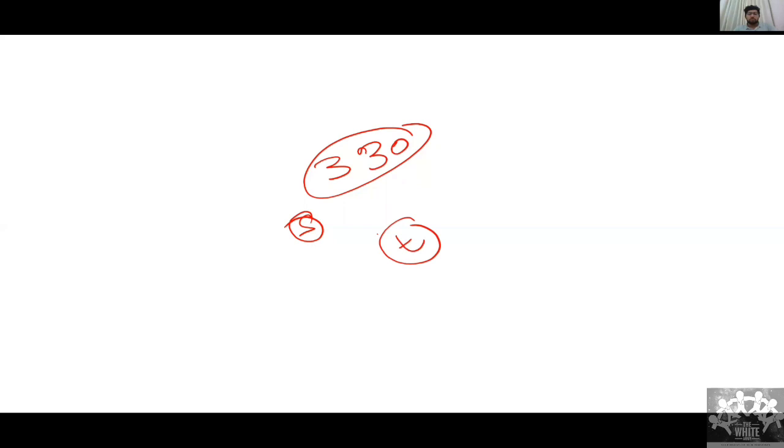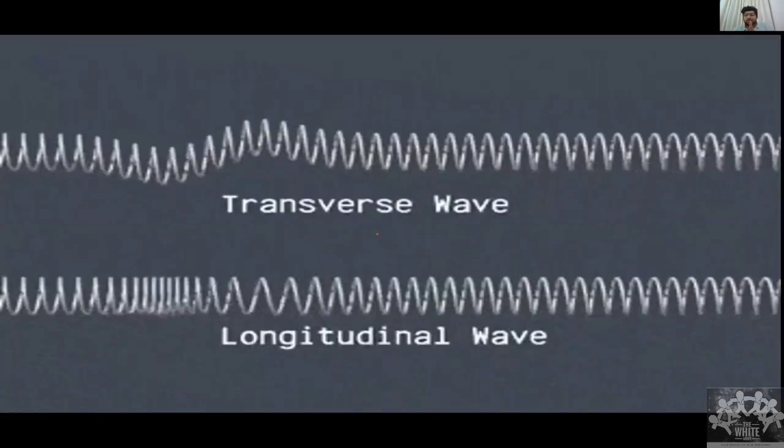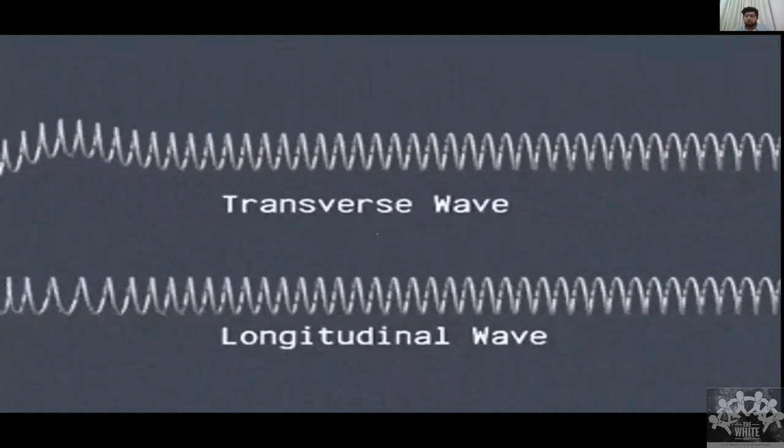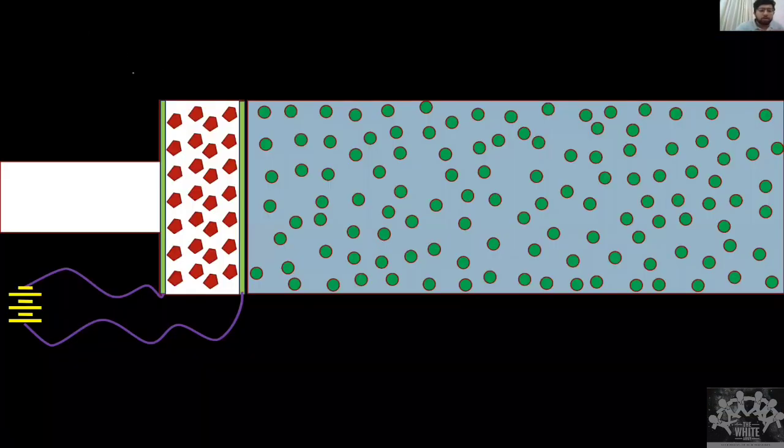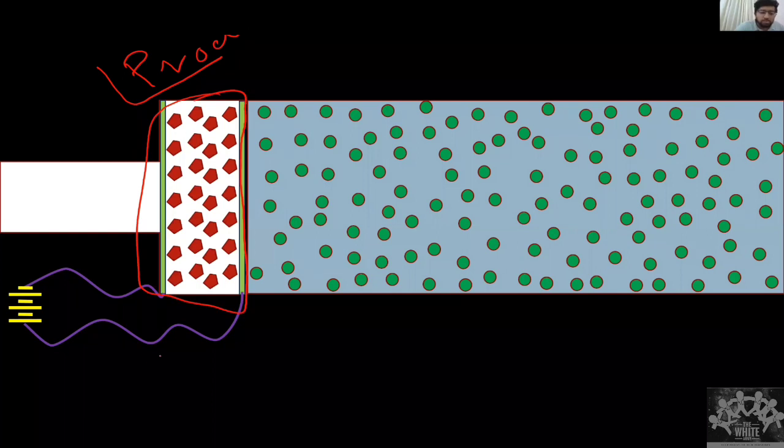Now, there are two types of waves, that is transverse wave and the longitudinal wave. The only thing you need to know is that ultrasound is a kind of longitudinal wave. Now, in ultrasound, the main thing is what we call the probe, which we keep on the patient to produce sound as well as to detect the reflected sound. Now, this probe is made up of some crystals called piezoelectric crystals, and they are the ones which produce the sound.